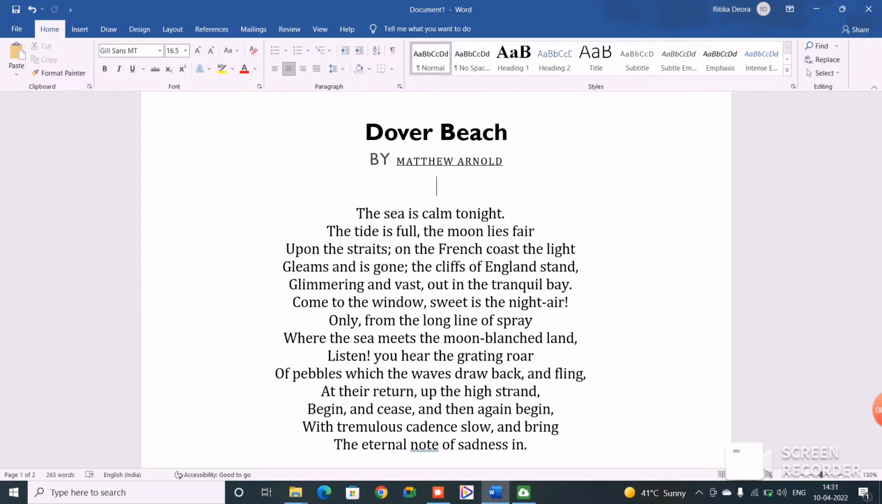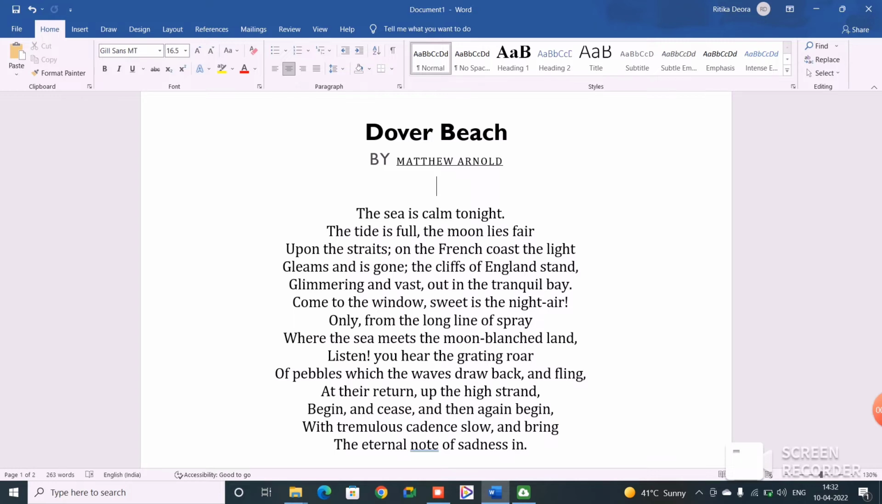Listen, you hear the grating roar of pebbles which the waves draw back and fling at their return up the high strand. Now again, when the poet is saying listen, he is again referring to his wife, and he is asking her to listen to the grating roar. Now grating means irritating or disturbing. Till now he was describing the nature as silent and motionless, and now he is saying that in this silent environment, there is now a sound which is disturbing this silence.